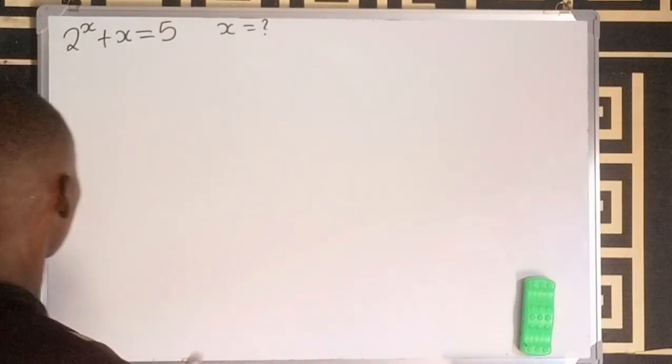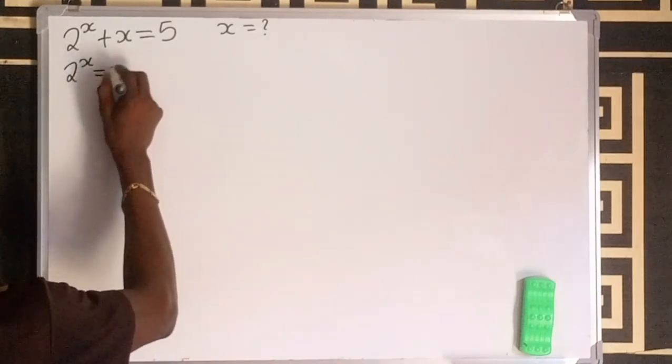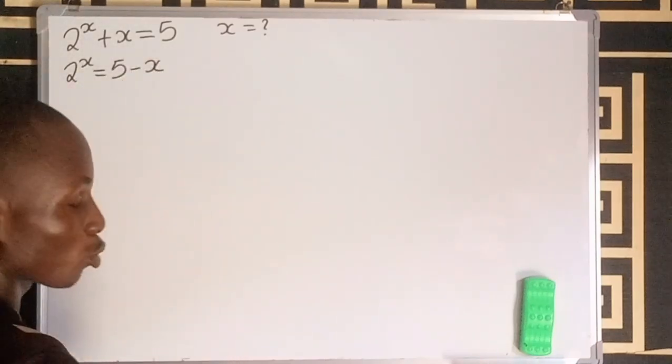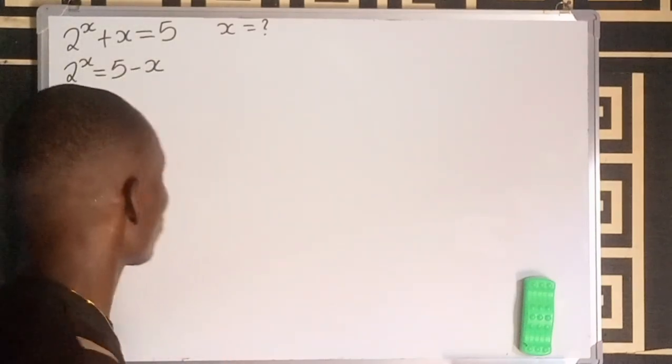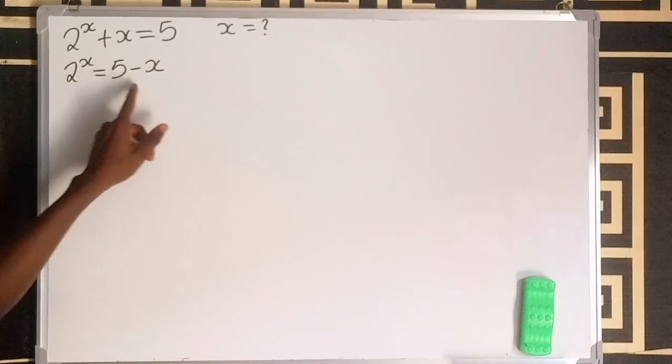Let's do that quickly. If we do that, we're going to have 2 to the power of x equals 5 minus x, because we subtracted x from both sides. That's our first step. Our second step is to divide both sides by what? By 2 to the power of x. We are dividing both sides by 2 to the power of x.